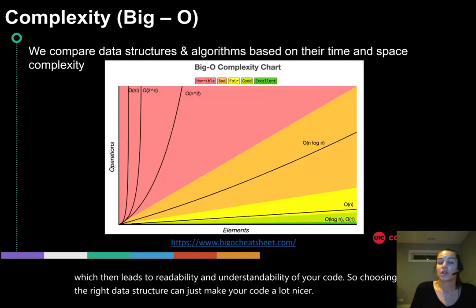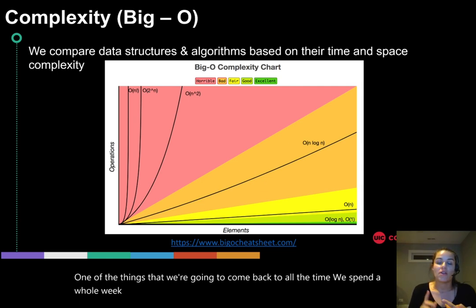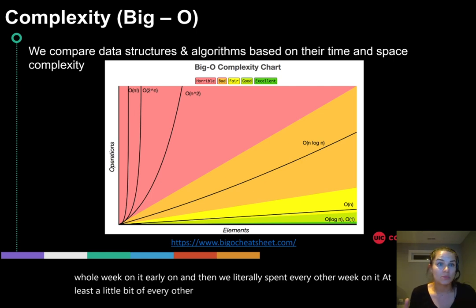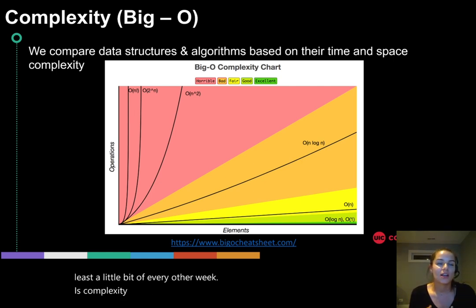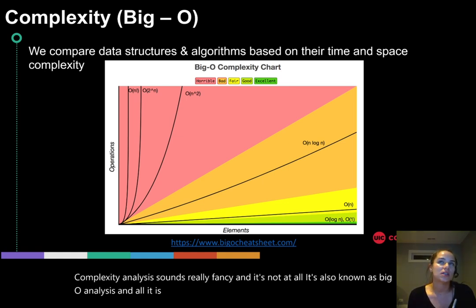One of the things that we're going to come back to all the time, we spend a whole week on it early on, and then we literally spend at least a little bit of every other week on it, is complexity. So complexity analysis sounds really fancy, and it's not at all. It's also known as Big O analysis, and all it is, is understanding how efficient your program is.